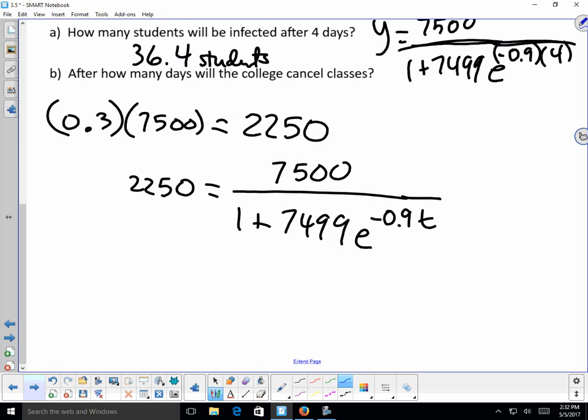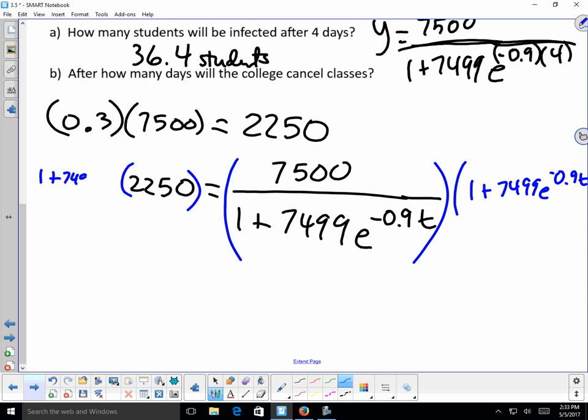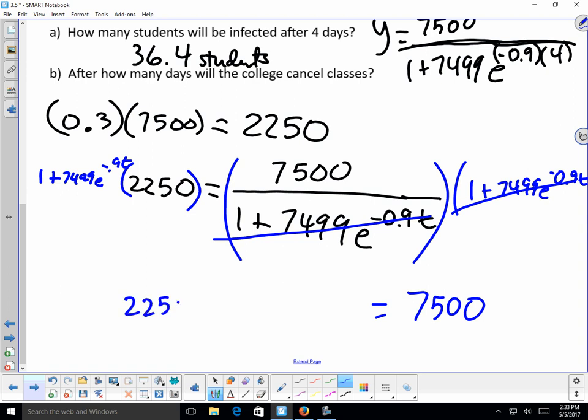Yeah, let's multiply both sides by the 1 plus 7,499 e to the negative 0.9t. All right, so in this case, this is gone, this is gone. I've got 7,500 on the right, equaling 2,250 times 1 plus 7,499 e to the negative 0.9t here.